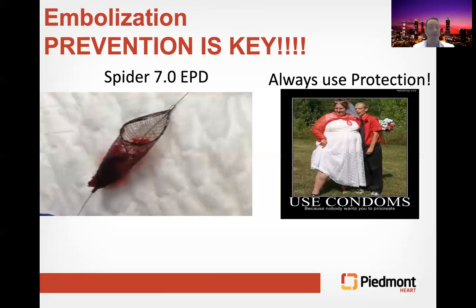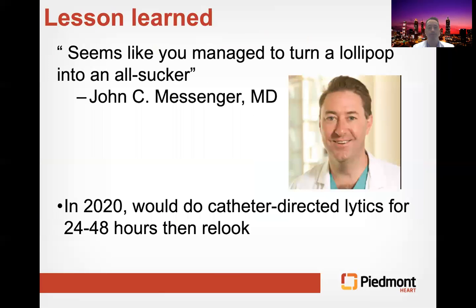I think again here, the SFA Spider saved the day for distal embolization. This was the thrombus that was captured in there. Always use protection. I think it's critical anytime you're going to use any sort of atherectomy, but especially in these cases with acute thrombus. Again, I brought this case up to my former program director, Dr. Messenger here, and he said, seems like you managed to turn a lollipop into an all-day sucker, and sure enough, I did. It took me about 5.5, 6 hours.